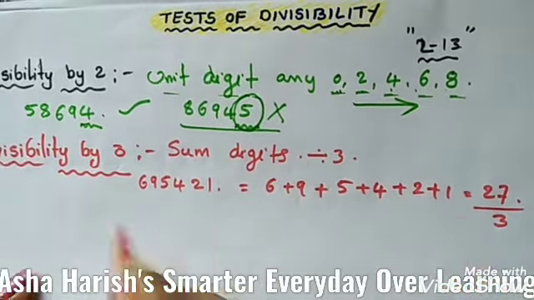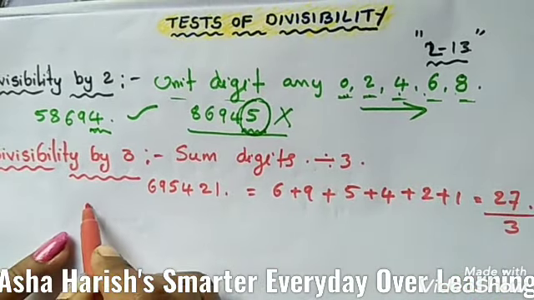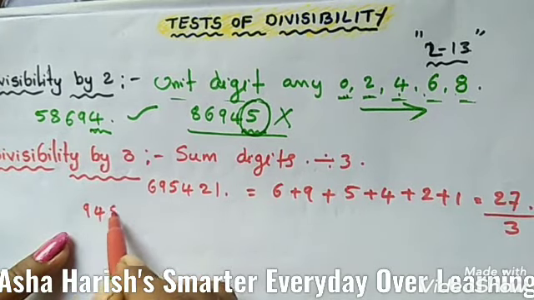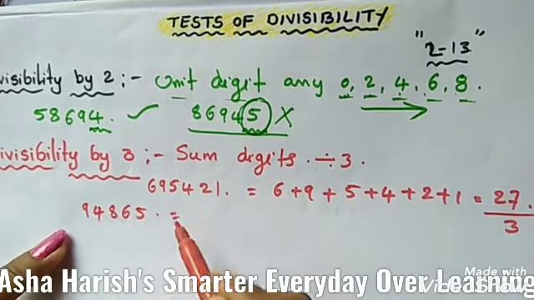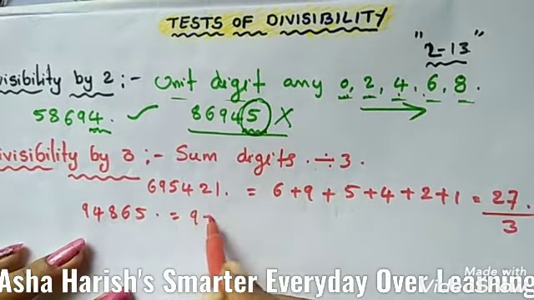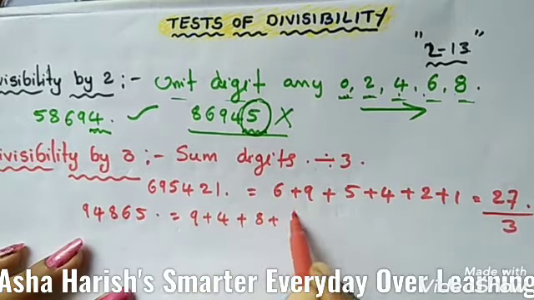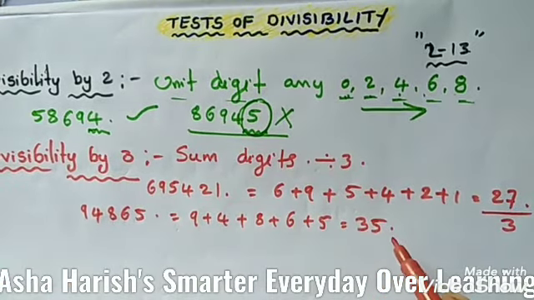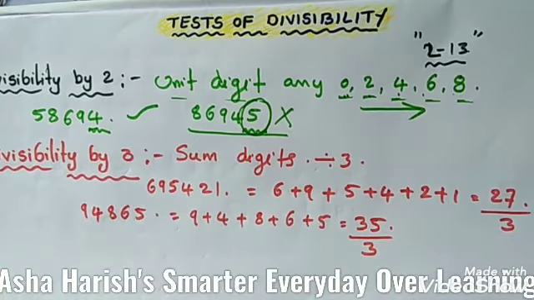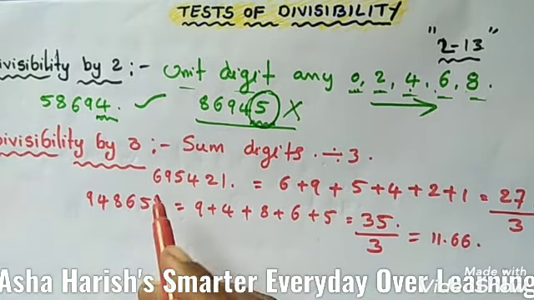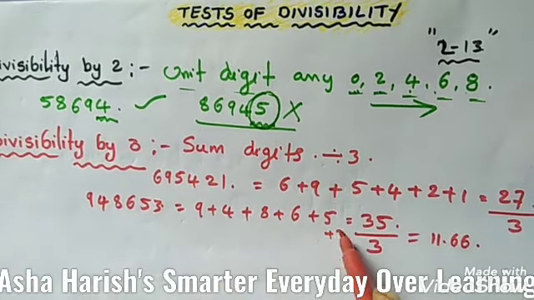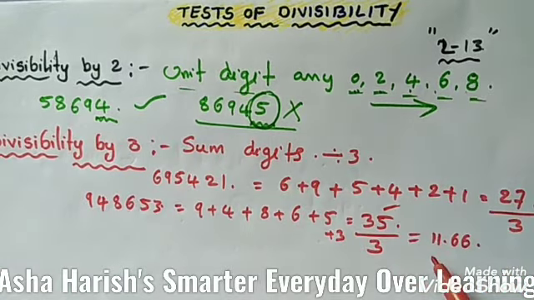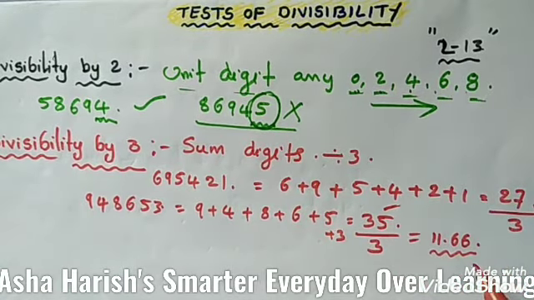Let us see the next example which is not divisible by 3. Here is the number 94865. If you do the sum of these digits, 9 plus 4 plus 8 plus 6 plus 5, that is 35, which is not divisible by 3. Students, 653, this is the example. Then if you add 3 to this, you should get 35. Now this is not divisible by 3. This is the quotient. Okay.